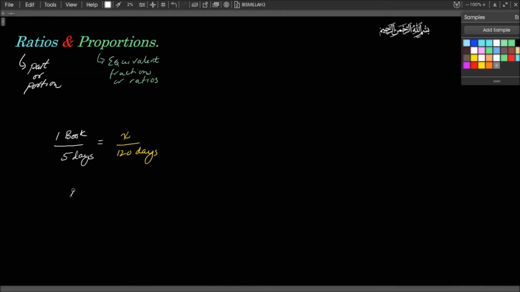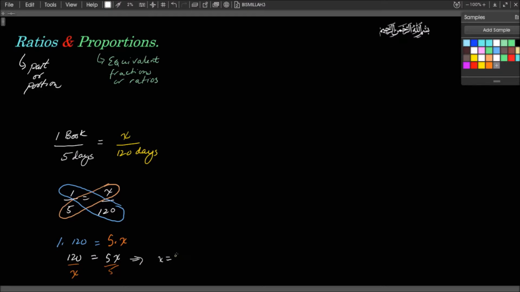Now I'm going to simplify this by writing 1 over 5 equals x over 120. Now the way we solve proportions like this is by cross multiplication. So cross multiplication means you take the numerator here and multiply with the denominator. So you get 1 times 120. And then you take the denominator of the first one and multiply with the numerator of the second one like this, 5 times x like that. 1 times 120 is just 120, and this is 5x. And then you can solve for x by dividing both sides by 5 like this. And when you do that, you get x equals 24. You would read 24 books in 120 days at this pace.